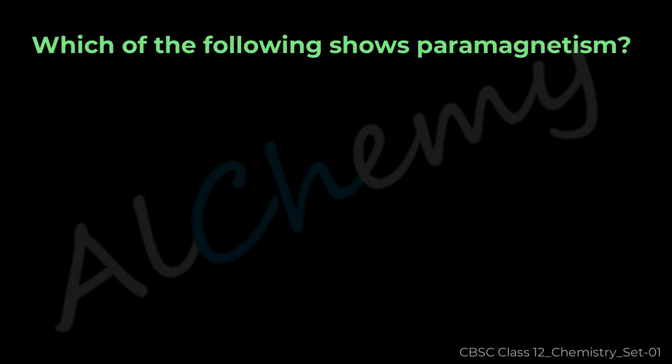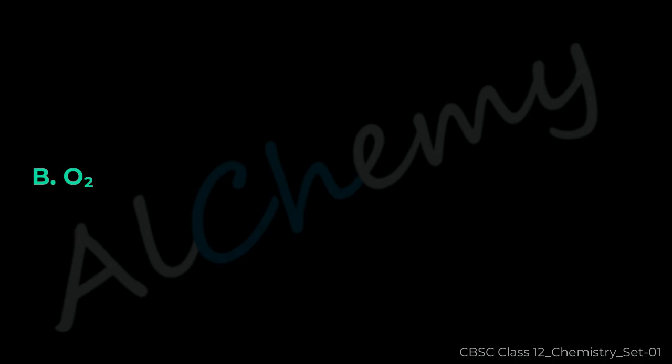Question 37. Which of the following shows paramagnetism? A. N2, B. O2, C. F2, D. None of the above. The correct answer is B, O2.